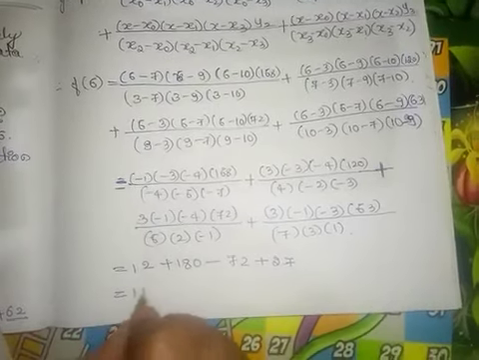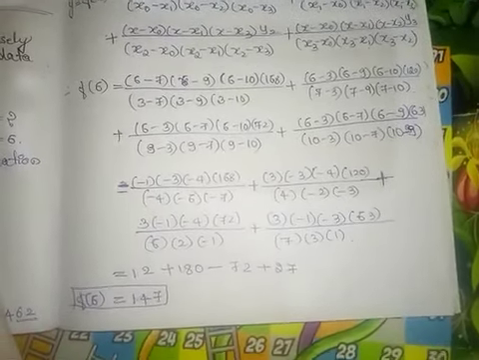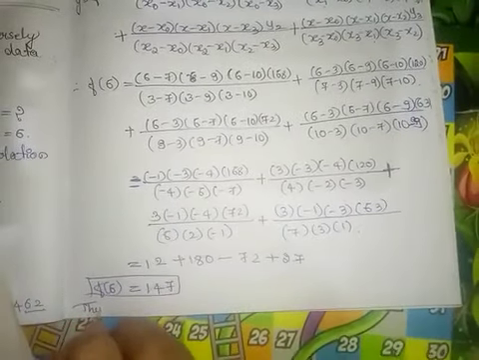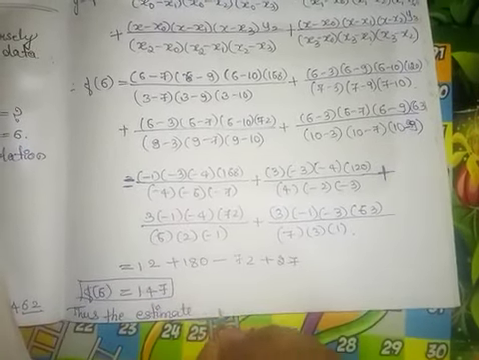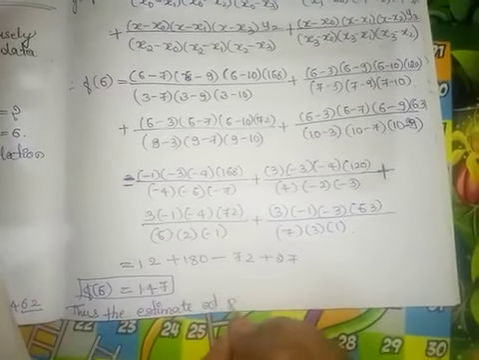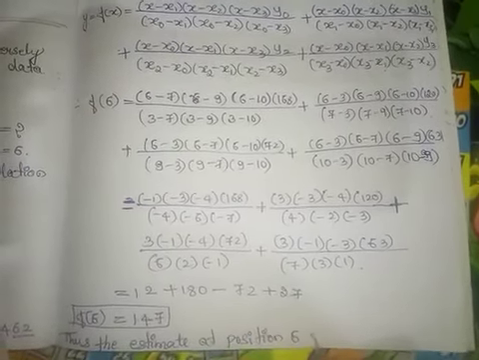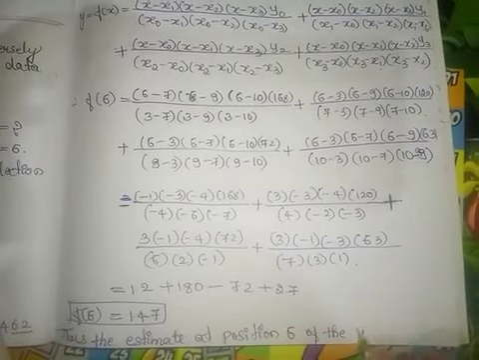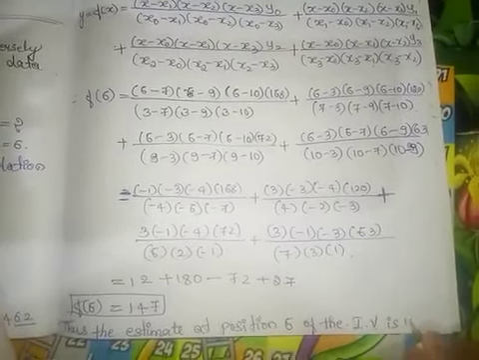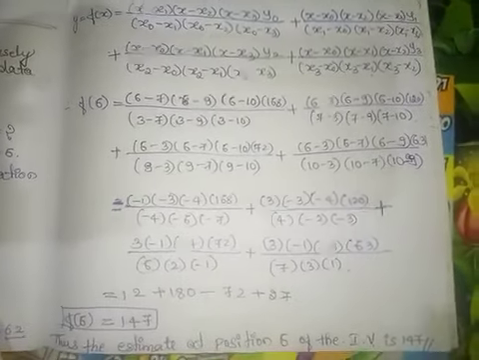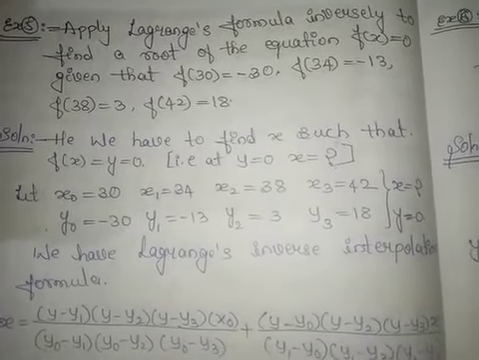The total is 147. f(6) is equal to 147. Thus, conclusion: the estimate at position 6 of the independent variable, I have written in short, is 147. Okay, next example.